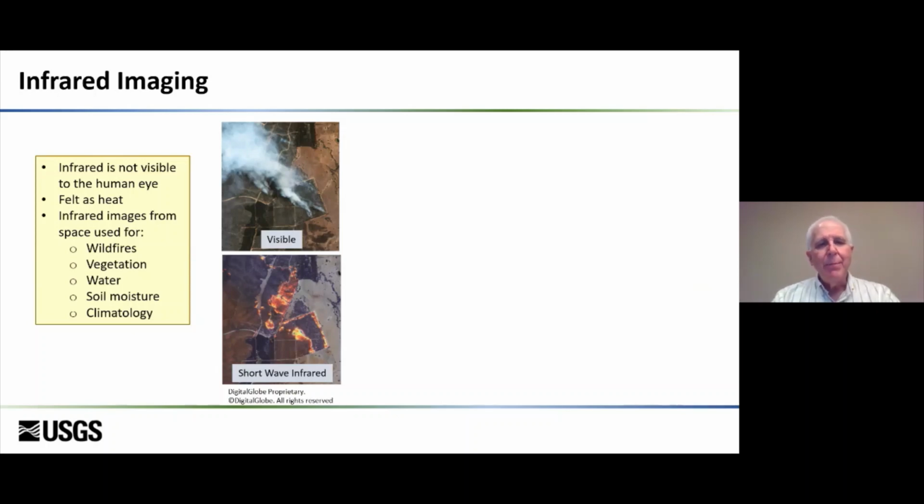So the two images here, the image on top is just what we would call a visible image, that's just a passive image where the sun is reflecting off of the smoke. But the bottom image is an infrared image, and so you can clearly see the areas of orange and yellow are where the fire is located. So that infrared image is picking up that heat.